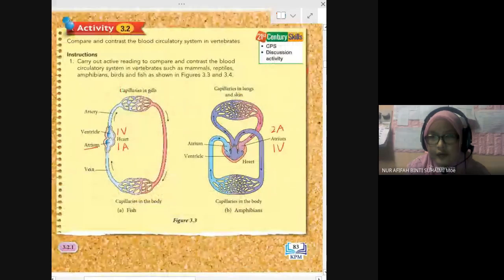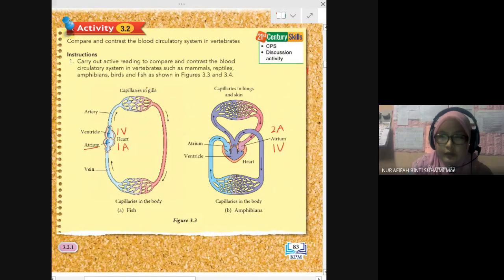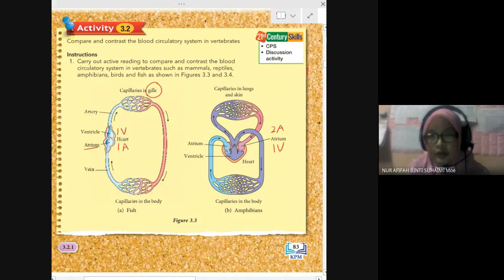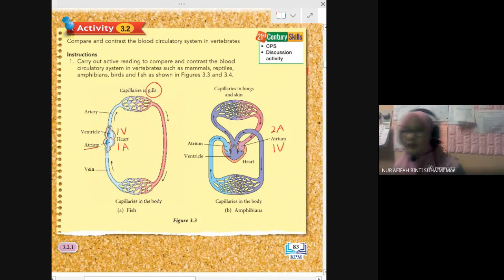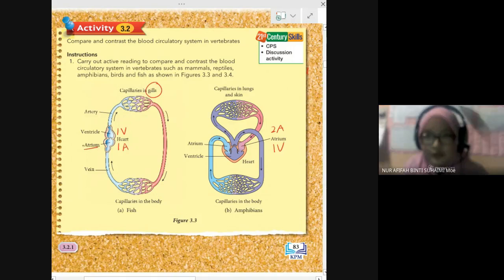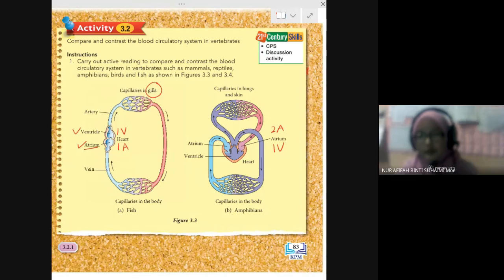Okay. In fish we have gills. Capillaries in gills. So the exchange of gases occurs in the gills for fish. What is the meaning of 2A and 1B? Okay, A stands for atrium. Easy to remember. A, atrium. V, ventricle.